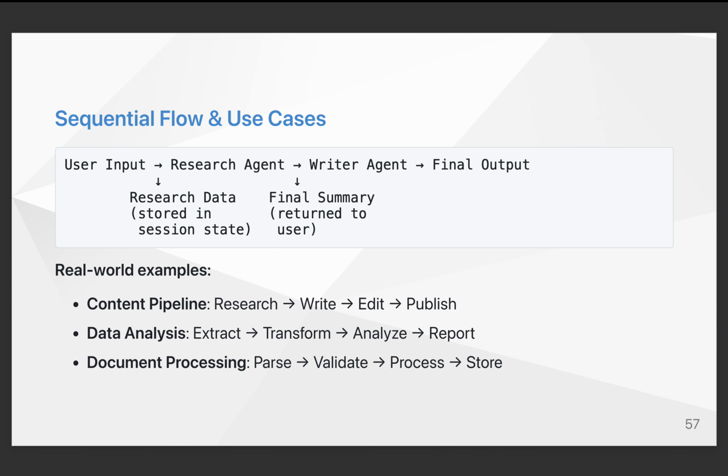Real-world uses include content pipelines, which involve research, writing, editing, and publishing, or data analysis, which involves extract, transform, analyze, and report, or document processing, which involves parsing, validating, processing, and storing. The power is in the chain, where each agent focuses on one task and passes results to the next.